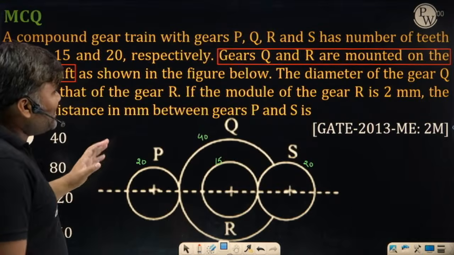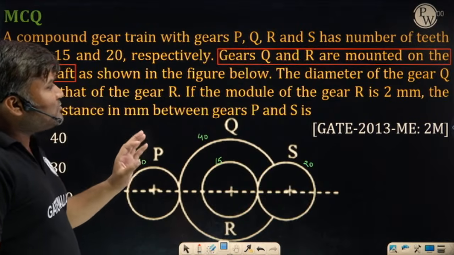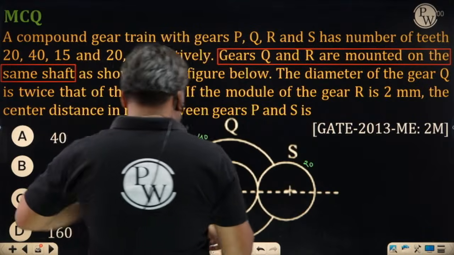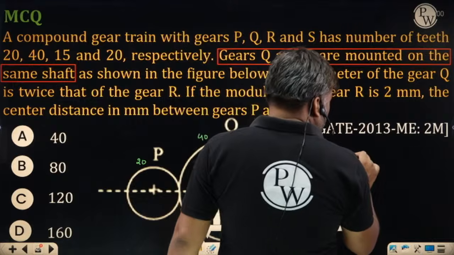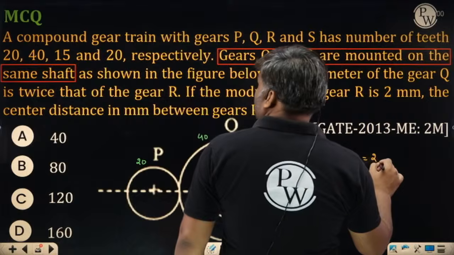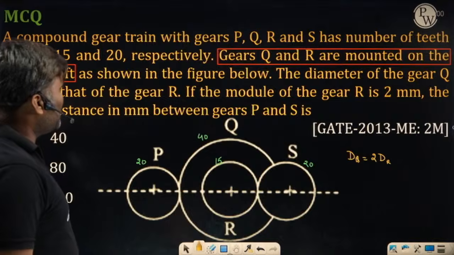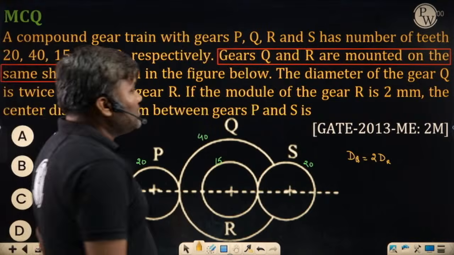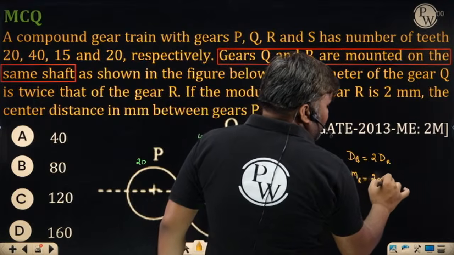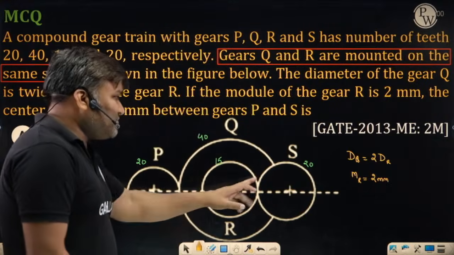So here they have clearly mentioned that they are compound gears. Q and R are the compound gears. They have also given some relation. The diameter of gear Q is twice of gear R. Sir, diameter of gear Q is twice of gear R. Okay. If the module of gear R is 2 mm, the center distance between P and S we have to find out.